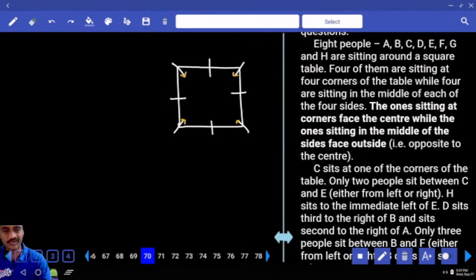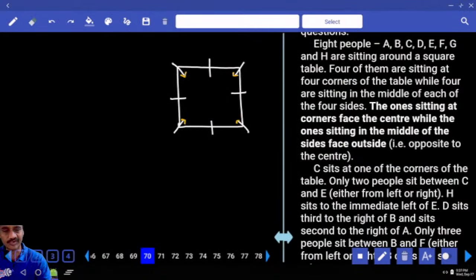Then, only 2 persons between C and E. C and E, how many people? 2 people. How many possibilities? 2 possibilities. E can be either on the left hand side or on the right hand side. Now, there is a second possibility as well. According to this second possibility, now 1, 2, 3, 4, and 5, 6, 7, 8.